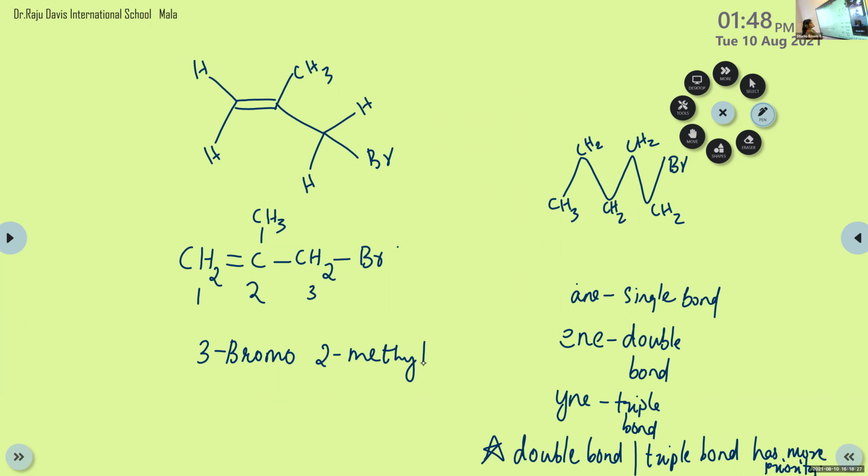Then how many carbon atoms are there in the parent chain? Butene, 4? It's 3, right? Parent chain. These two are substituents. Okay, so 3, so prop. Then the position of the double bond is on the first carbon, right? 1-ene. Okay. 3-bromo, 2-methyl, prop-1-ene.